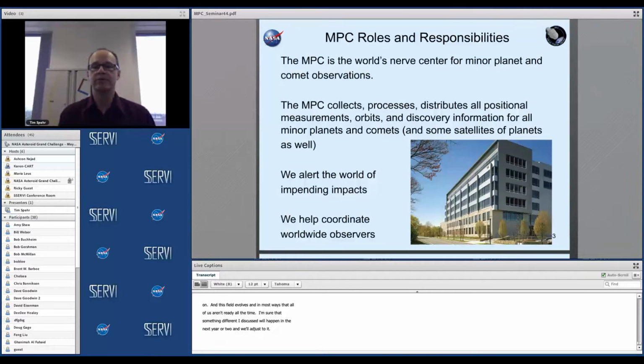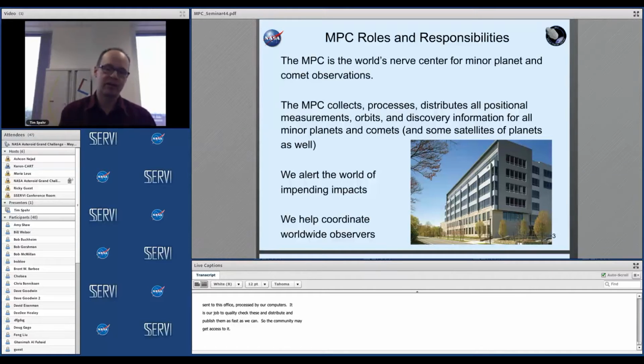So I'll talk about the MPC's roles and responsibilities. We are the world's nerve center for minor planet and comet observations. What this means is that all positional measurements of asteroids and comets that are made worldwide or in space are sent to this office and processed by our computers. It's our job to quality check these and distribute and publish them as fast as we can so that the community may get access to them.